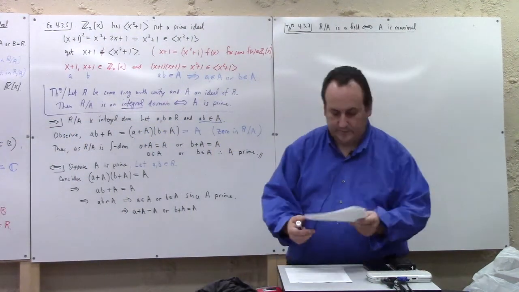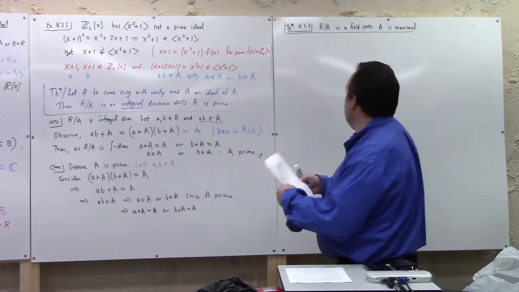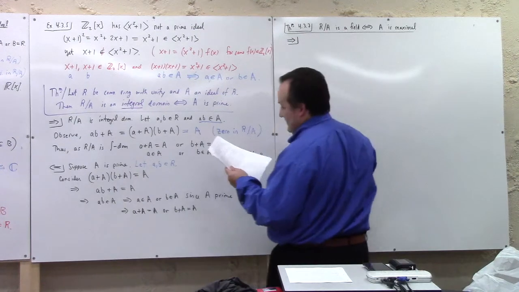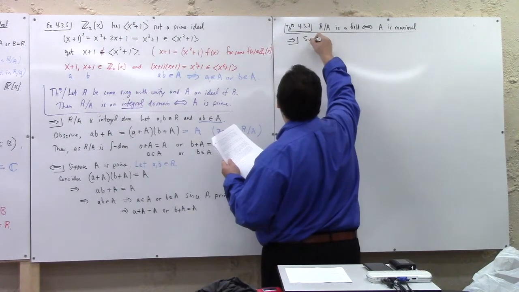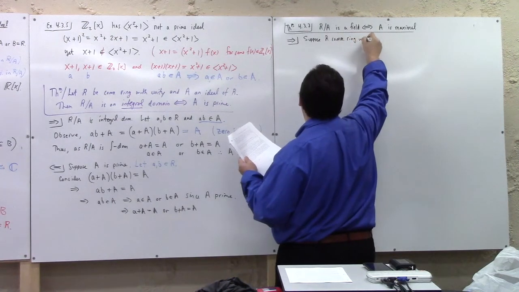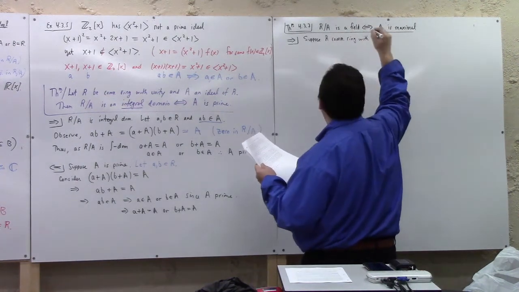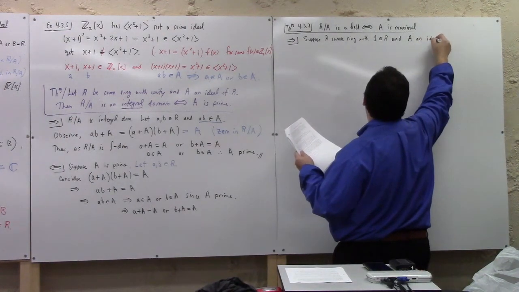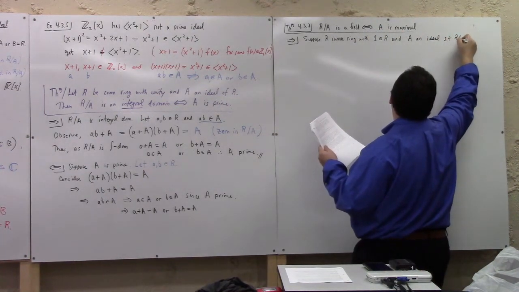Okay, so here we go. This proof's a little bit longer, but it's not much more difficult. So we'll do the forward implication. And actually, the forward implication of this is very reminiscent of example 4.34. So we suppose R is our commutative ring with unity, we'll use 1 for the unity, all right? And A is an ideal such that R mod A is a field.